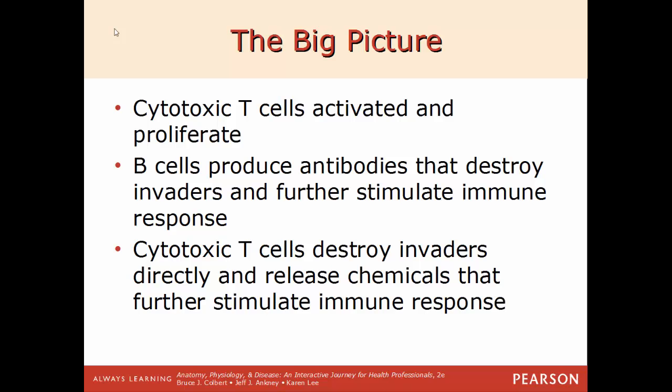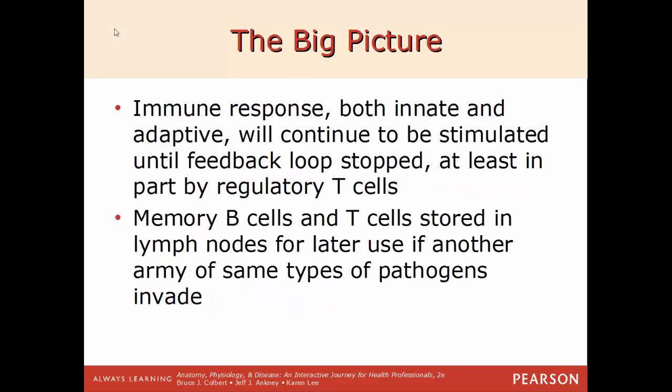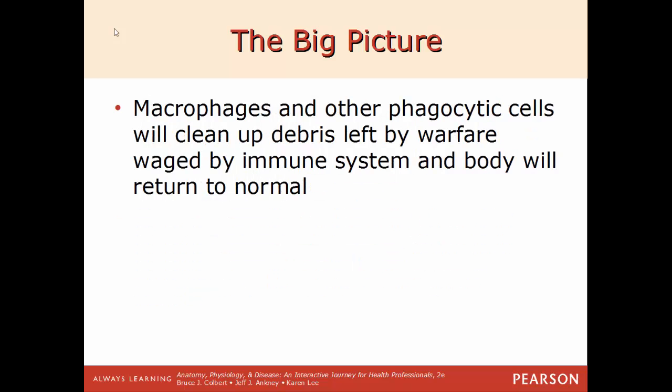directly in the cell-mediated response, and also release chemicals that will increase the immune response. And the immune response, whether it be both innate and adaptive, will continue to be stimulated until this feedback loop is turned off. That's done by the regulatory T cells. After this, memory B and T cells are stored in lymph nodes for later use if another invasion of the same pathogen were to happen again. Then macrophages and other phagocytic cells will clean up the garbage that's left over after this battle waged between the immune system and the invading army. And then the body will go back to normal.